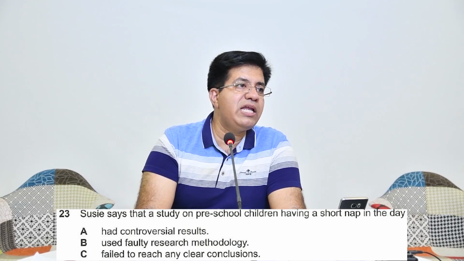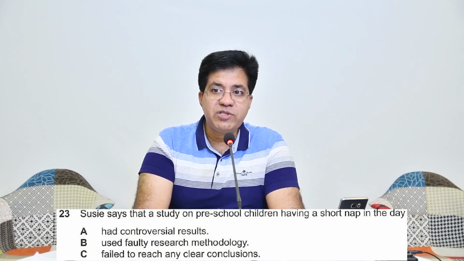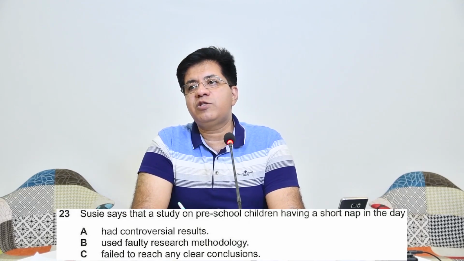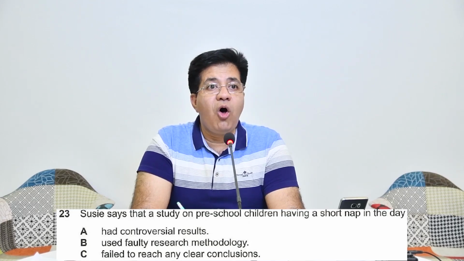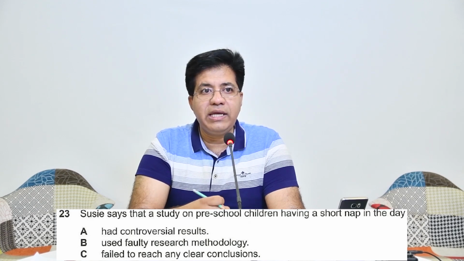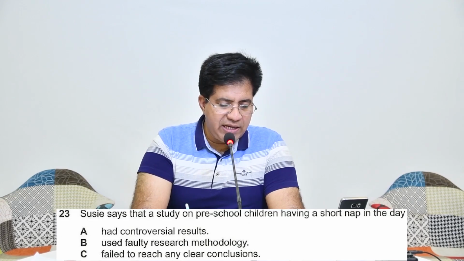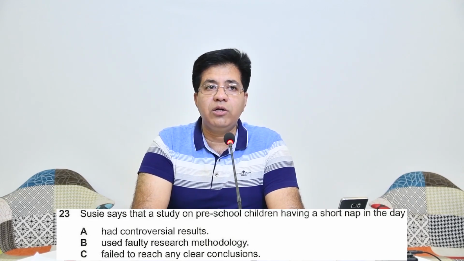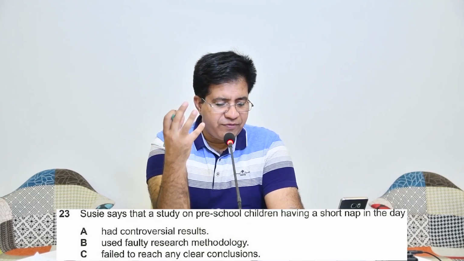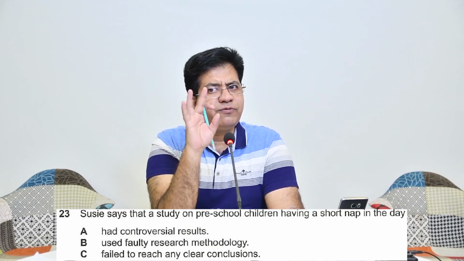Or for controversial, they can use the word conflicting results. Mixed results, different results, opposing results. Option B, used faulty research methodology. They say the research methodology was not correct. It was wrong. The research method was wrong. For faulty, they can use the word wrong, incorrect, and all that. Option C, failed to reach any clear conclusion, means they could not draw a conclusion. Right? So whenever you read the option, just try to gather the main crux of that. Option A, controversial results. Option B, faulty research. Just faulty research is enough.